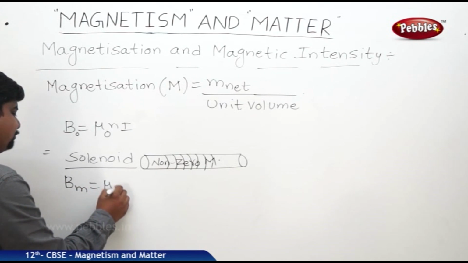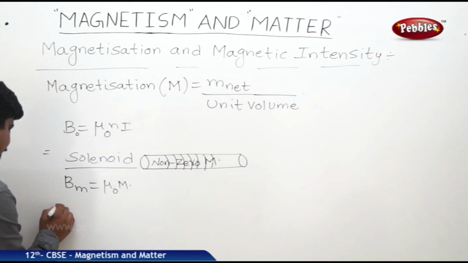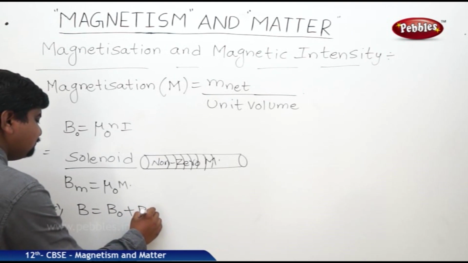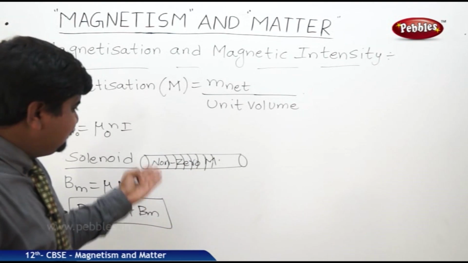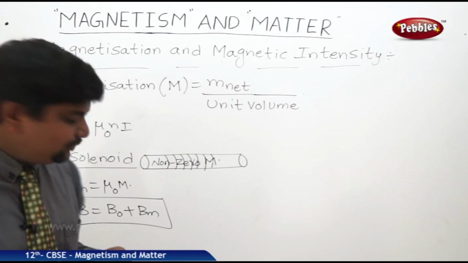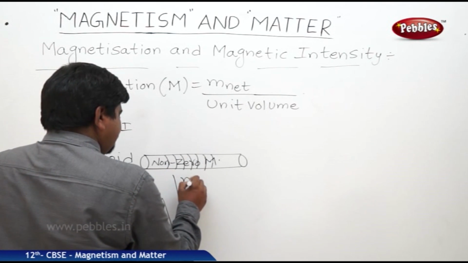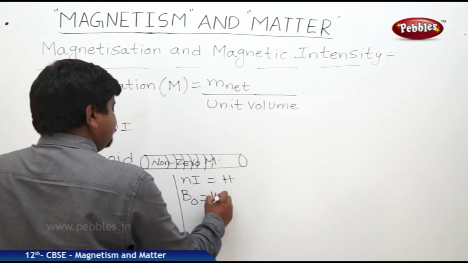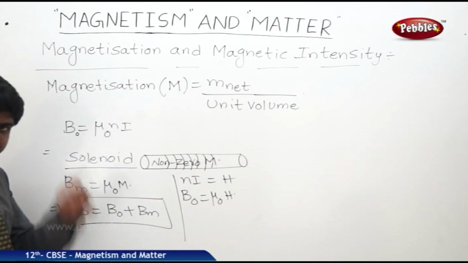The magnetic field due to the magnetization of this substance will be Bm, which we can write as mu naught into M. So we can write B is equal to B naught plus Bm. The total magnetic field is the field in the absence of the magnetic material plus the field in the presence of the magnetic material. B naught is equal to mu naught Ni. We can write Ni is equal to H, therefore B naught is equal to mu naught H, and Bm is mu naught M.